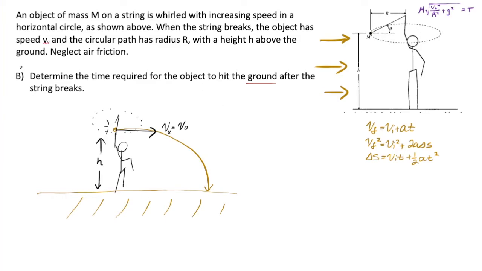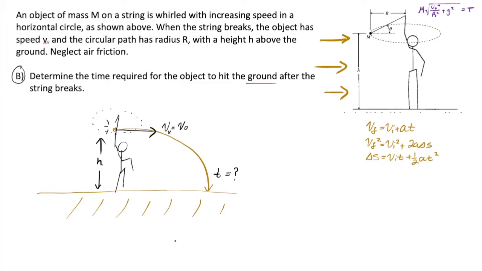The problem then goes on to ask a slightly more elementary question, based in kinematics rather than dynamics. Determine the time required for the object to hit the ground after the string breaks. I've drawn a side-on view of this diagram and what we would expect to see. Here we see that the string will break right here, and that it will carry on a slightly parabolic path in two axes, 2 dimensions, as it falls down and to the right, and we're interested in the time it takes to reach the ground.